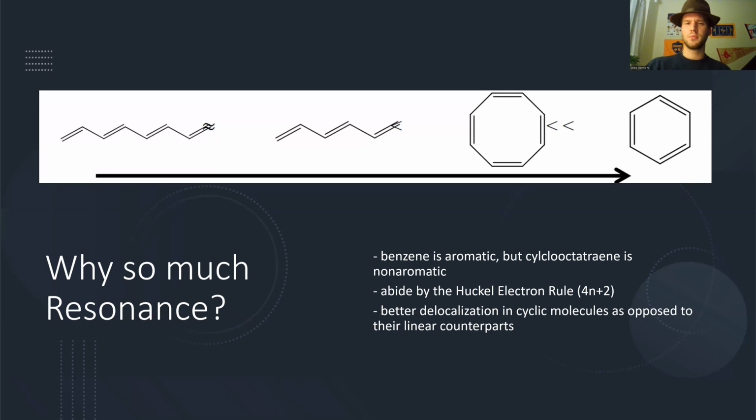Okay, so why does benzene have so much resonance? One factor of this resonance energy is that the delocalization of the electrons in cyclic molecules is better as opposed to their linear counterparts. But then why is the resonance energy of benzene greater than that of cyclooctatetraene? This is because the 6 pi electrons of benzene abide by the Huckel electron rule for 4n+2, while the cyclooctatetraene does not because it has 8 pi electrons, making it non-aromatic. So these are some of the factors that contribute to the high resonance energy of benzene.